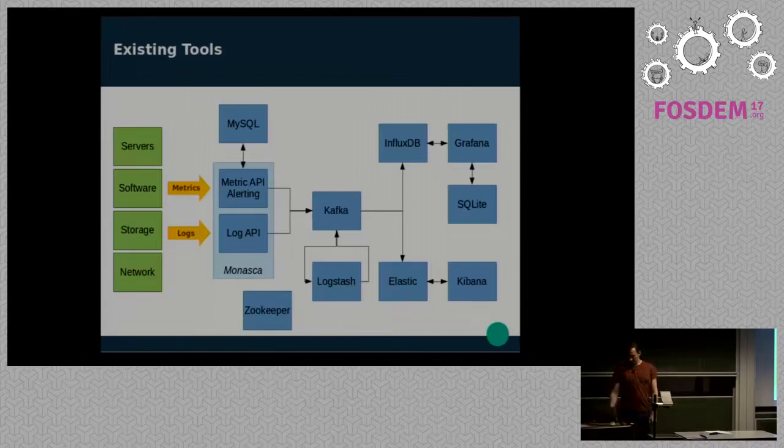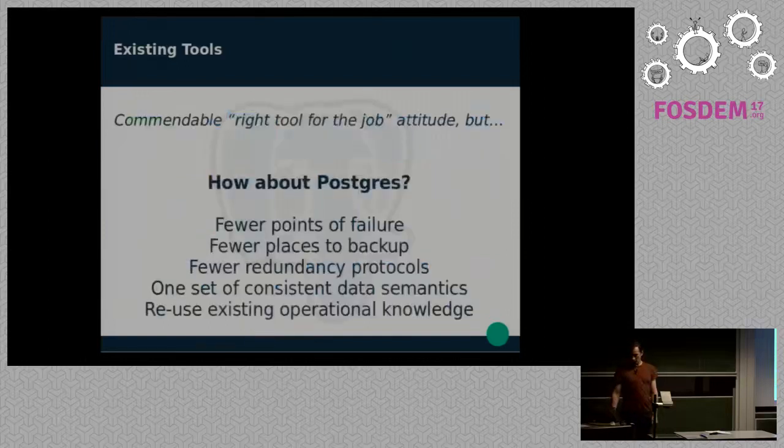So, having this many databases, each with their own HA protocols, each with their own quirks, persistence layers, each of them you have to back up if you're doing it properly. Then it becomes a lot of overhead. It's a commendable right tool for the job attitude, but why not Postgres? Postgres can store data. So if we just used Postgres, we'd have fewer points of failure, fewer places to back up, fewer redundancy protocols, a more consistent set of data semantics, and you can reuse your existing knowledge of Postgres as well. So it seems like a good idea.